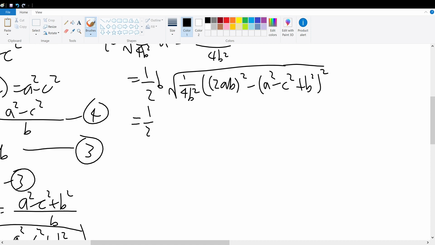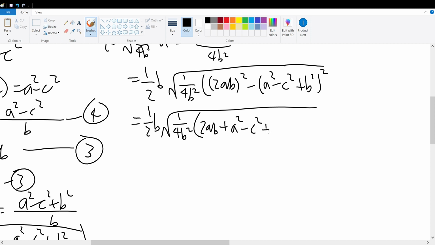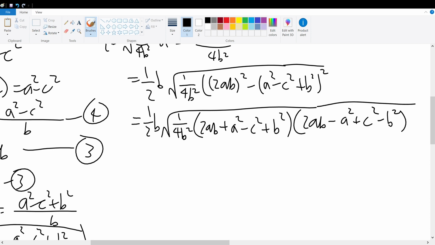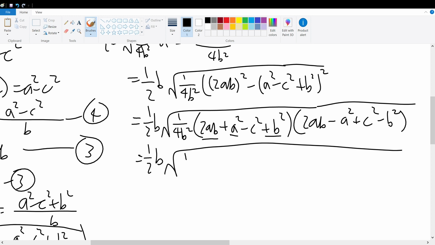Therefore, factoring it to be half b multiplied by the square root of 1 over 4b squared multiplied by 2ab plus a squared minus c squared plus b squared multiplied by 2ab minus a squared plus c squared minus b squared, which we can combine the terms within the parentheses to be a squared plus 2ab plus b squared, which we all know as (a plus b) squared.